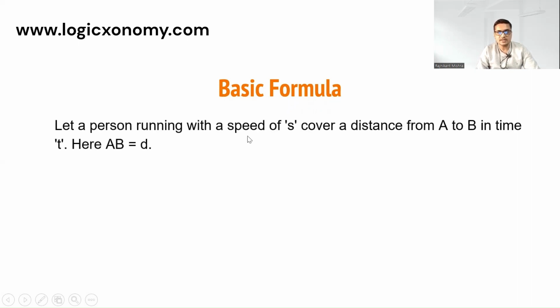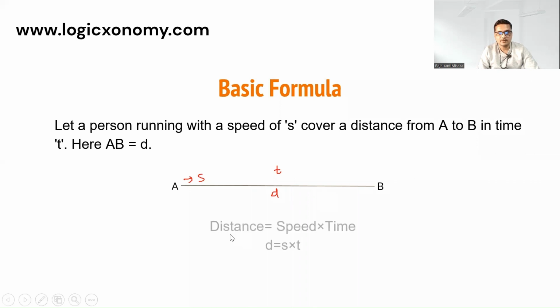Let a person running with a speed of s cover a distance from A to B in time t, where AB is equal to d. Then, according to the formula, distance is equal to speed into time, or d is equal to st, where d is the distance, s is the speed of the person, and t is the time taken to cover the distance.